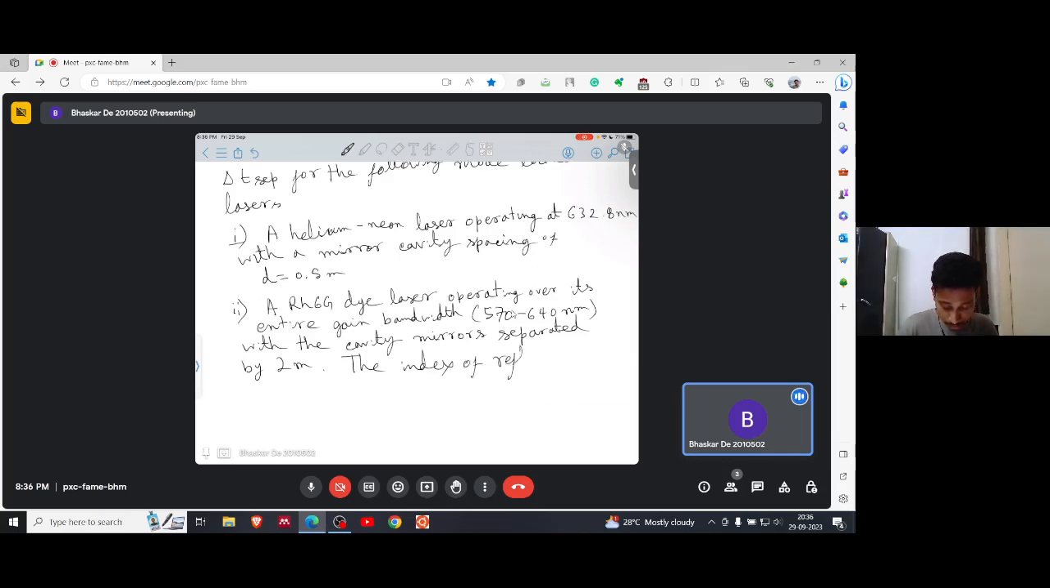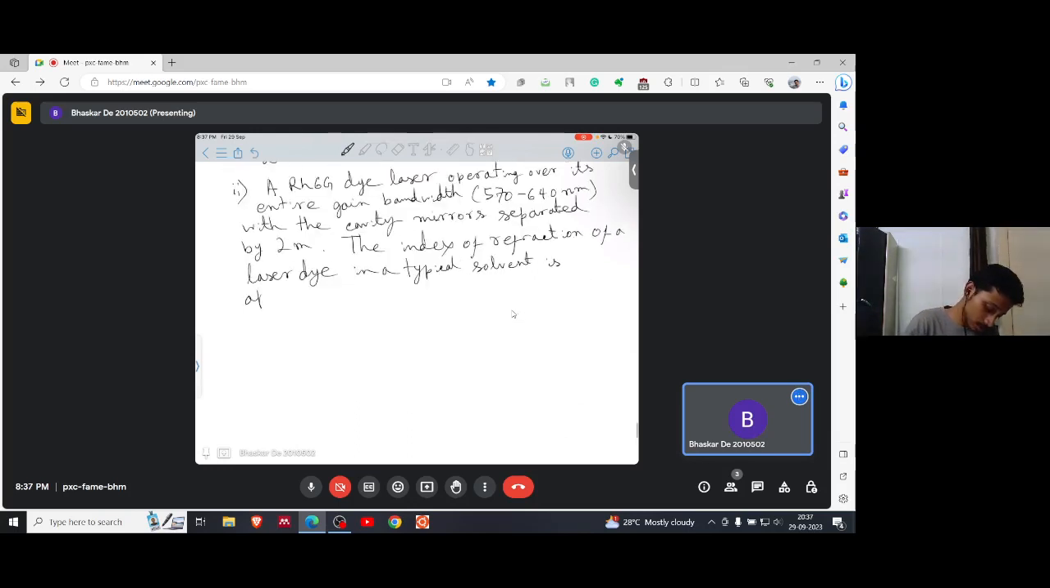The index of refraction of a laser dye in a typical solvent is approximately 1.4.